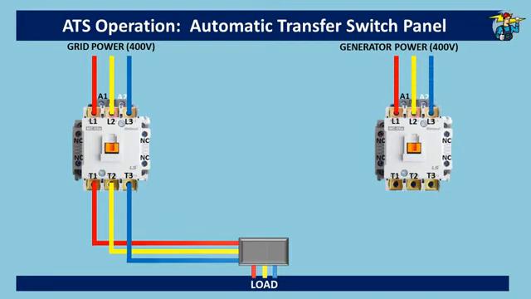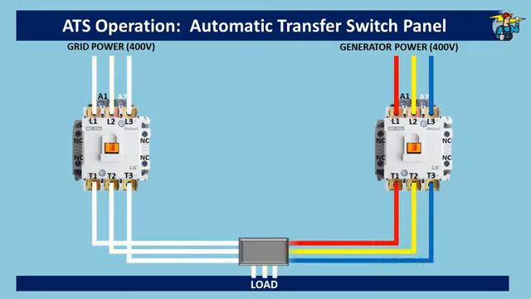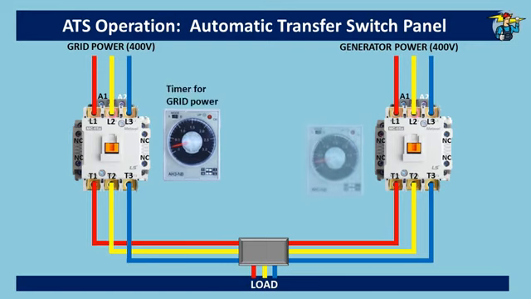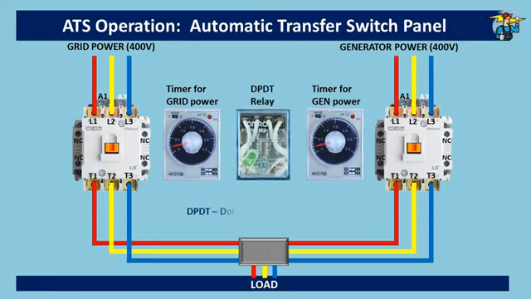If grid power goes off like this, we need to connect the power from generator to the load automatically, and vice versa. To start with, we need two 8-pin timers, one for the grid power, and the other one is for generator power. Further, we require an 8-pin DP/DT relay. DP/DT stands for double pole, double throw.